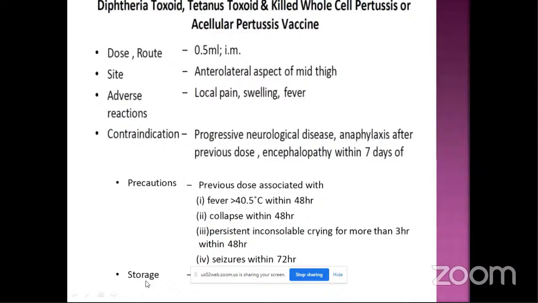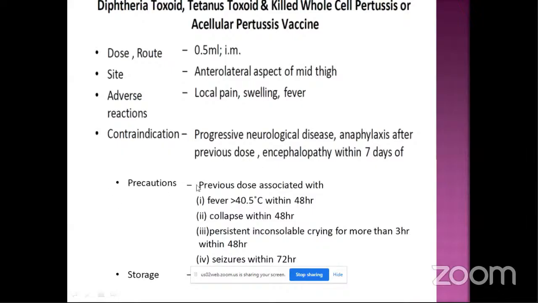Actually, this is mainly for the adverse effects. DPT is very important. What is the contraindication and what is the adverse effect? The usual adverse effects will be local pain, swelling, and fever. Now the contraindication, that's an absolute contraindication. You should never repeat the dose of the DPT. This includes progressive neurological disease, anaphylaxis after a previous dose, or encephalopathy within 7 days of a last dose. So this is an absolute contraindication. You should never repeat the dose.